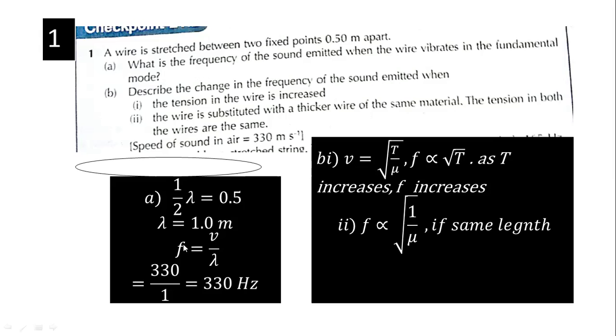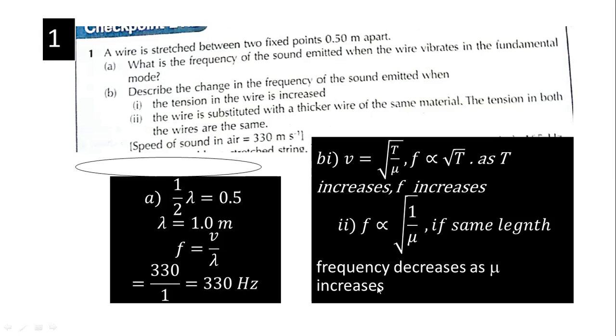Remember your frequency is proportional to speed. Speed is proportional to 1 over root mu. Mu is your mass per unit length, m divided by L. So it's the same length. Frequency decreases as mu increases. Okay?